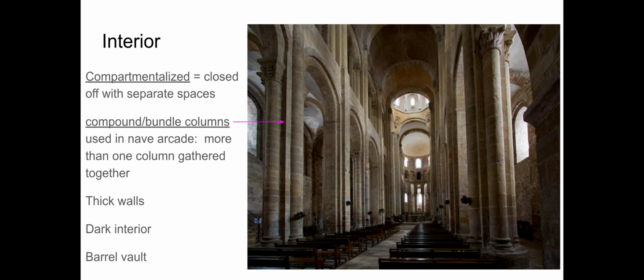Now, the other thing I talked about in terms of the interior is you have compound or bundle columns. I'm pointing to that in the image. These are used in the nave arcade, and it's just when you have more than one column gathered together, kind of like a bunch of asparagus or something. So again, characteristics of the interior: thick walls, a dark interior. Typically, Romanesque churches have barrel vaults, and again, very compartmentalized, not a lot of ornamentation, and dark.